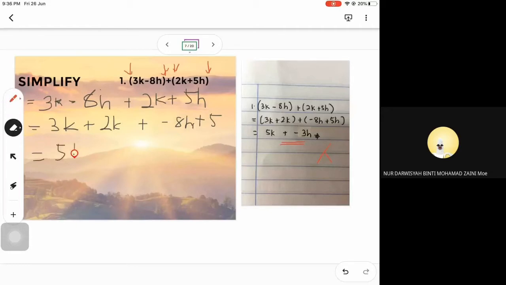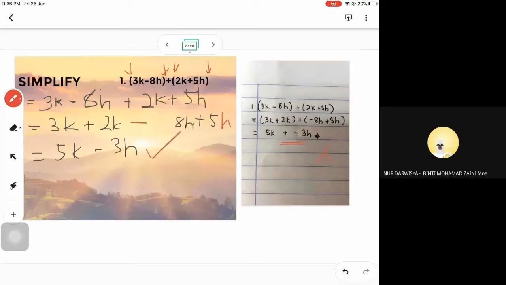Okay, kejap. Ni tak nak plus dah ni. You rearrange, just minus je. So, minus straight away. Ni dah tak payah. Okay, minus. Okay. Ni baru betul.